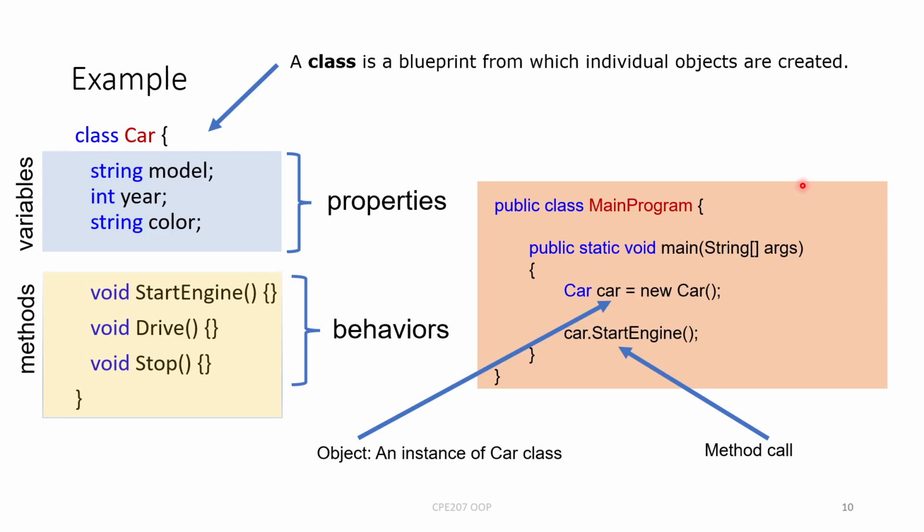So let's create a class simply. If we want to create an object, first of all, we have to create a class. The definition is similar to struct. We have the term class, the name of the class, and curly brackets. And then we first of all define the variables. In other words, we call them properties. For instance, model, year, and color. And later on, we will declare the methods or behavior simply: start engine, drive, and stop.